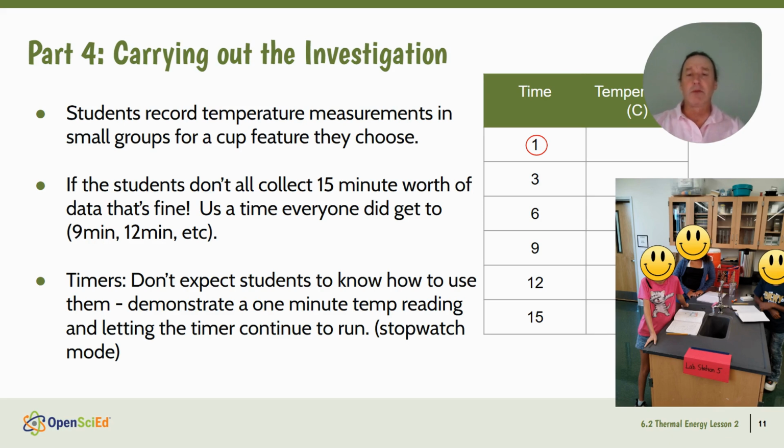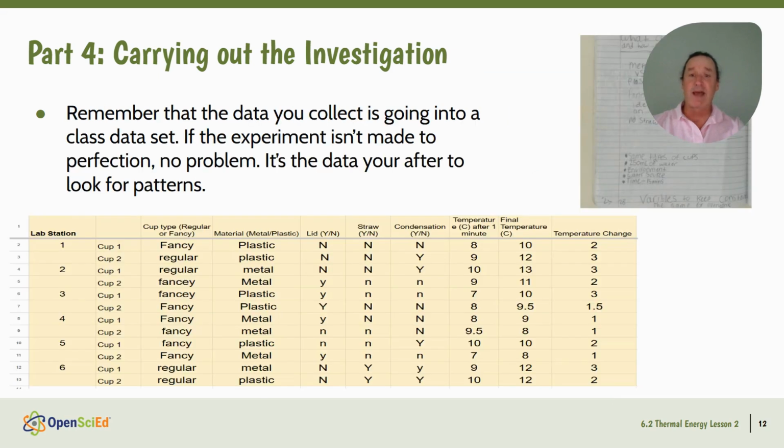And later on, when you get to the class data table, it's going to ask that you give the temperature after 1 minute anyway. That's the part that's in yellow here. And then the total temperature change. So it's really okay to make sure that they know when to record after a minute. And the important part here is they're getting data about features of cups. It's not so important that they do a great job of comparing one cup to another, just that they get the data so that the whole class can look at it over time.